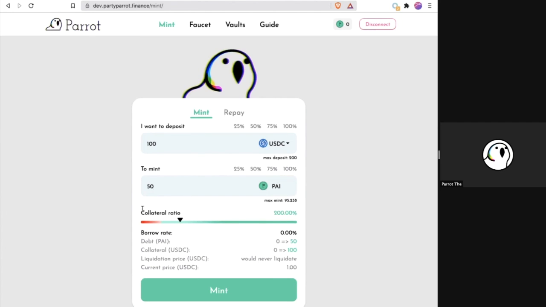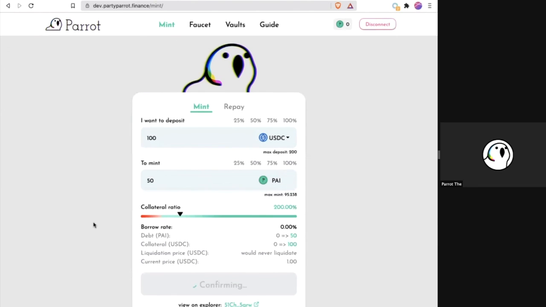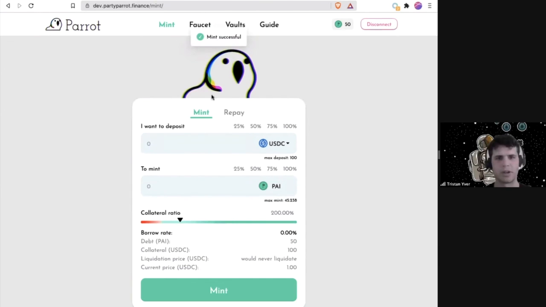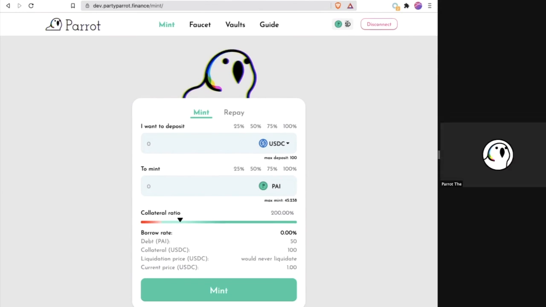This little widget calculates the collateral ratio for you, so you can see how safe you are. Click on approve. Boom. So there you deposit USDC and you minted Pi. Sweet.